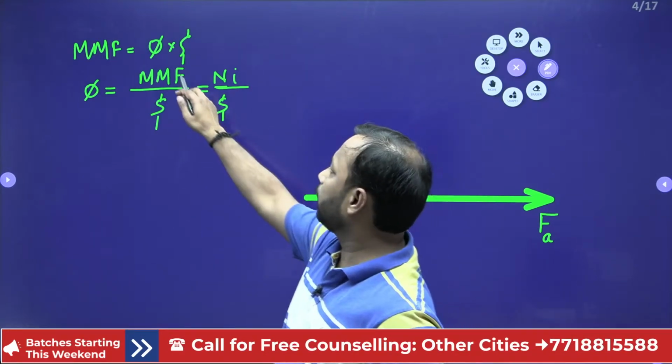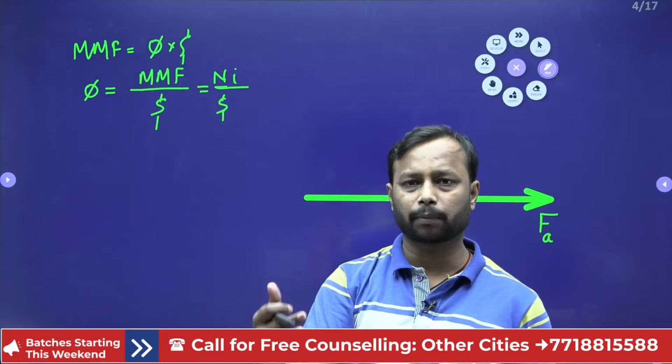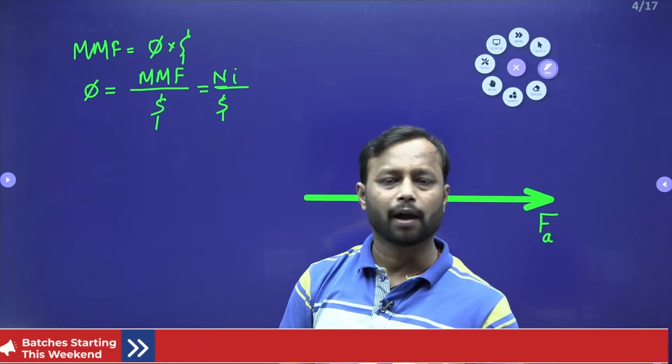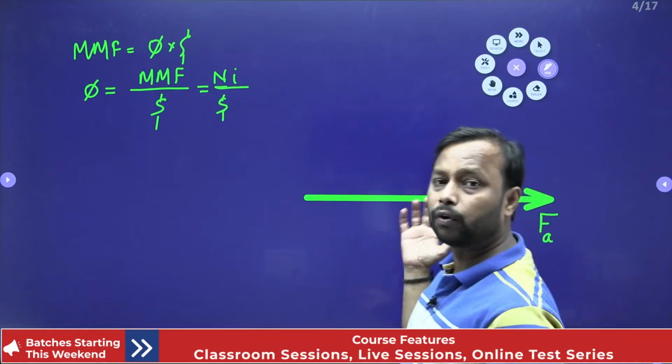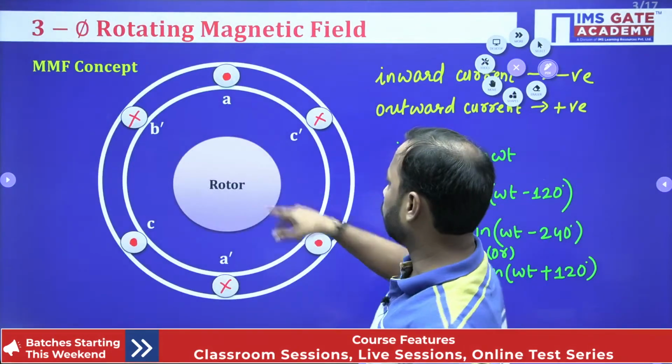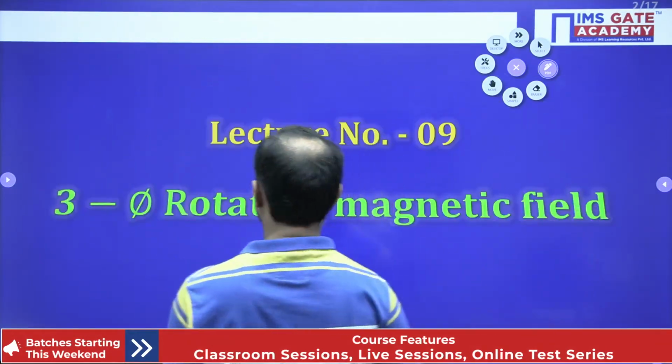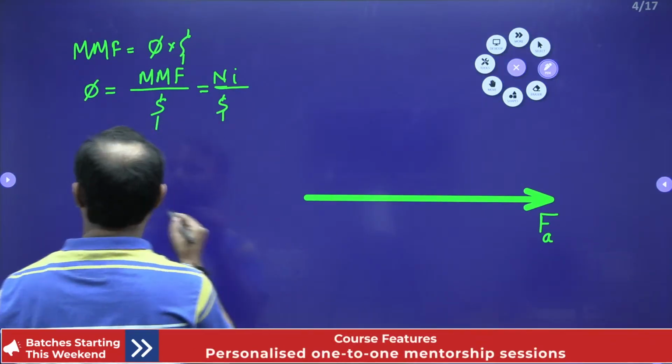So unless we have MMF, we cannot produce a flux, and thereby we cannot have magnetic field lines. So this is FA. How have we got FA? From the direction of current. And here FA is what? Let me write here.